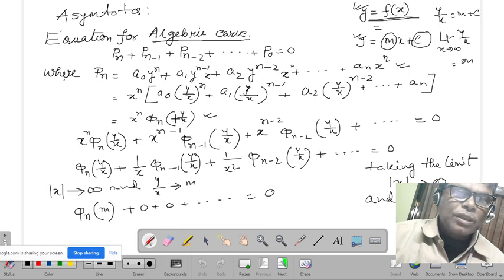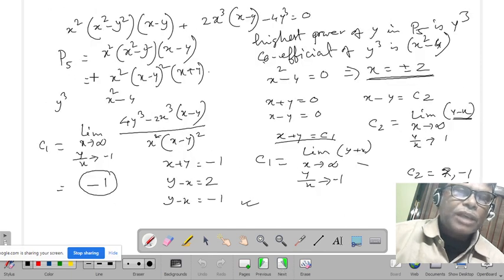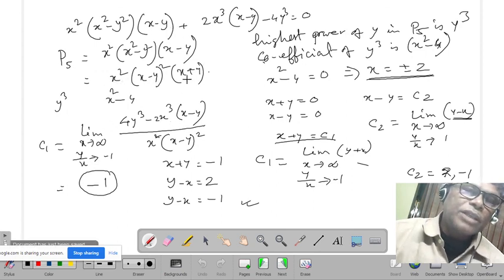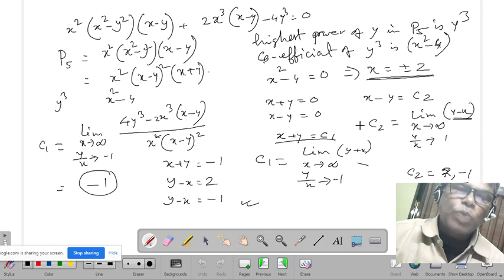Instead of this, you will get y to the power n phi n of x by y. So nothing happens if you change x to y or y to x. Make the highest degree term equal to 0 and then find the rest. So in the sum, I took the highest degree term, and here I have taken y cube. You can take x's. What is the highest degree? x to the power 5. So you can make the coefficient of the highest degree term, x to the power 5, equal to 0. You will get the value of y.